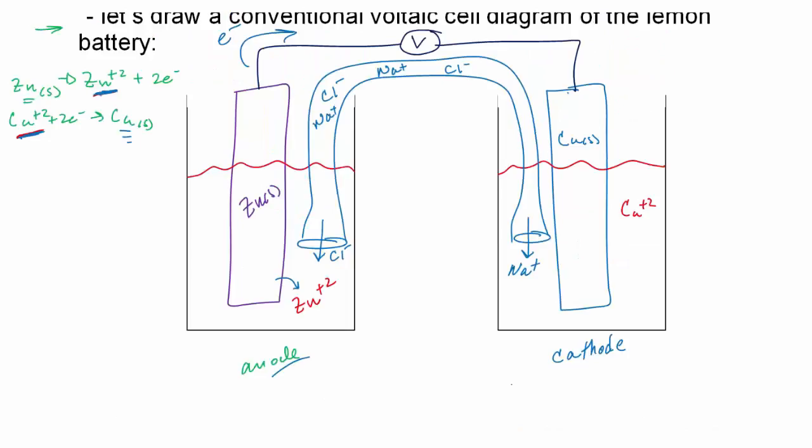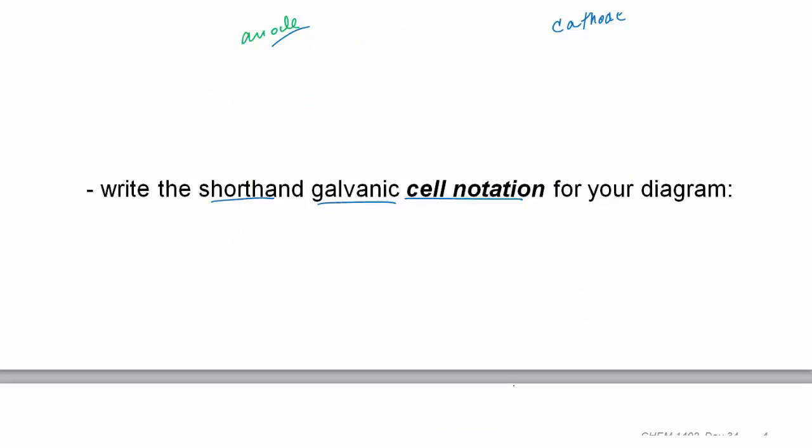So what you do there is you take a look at your half reactions. Zinc solid, I'm going to rewrite them one more time here, goes to zinc plus 2 electrons. That was one half reaction. The other half reaction, copper plus 2 electrons, goes to copper solid. So in the shorthand notation, we have to have our anode on the left, just like we did before, separated by a salt bridge. So here's my salt bridge. Double line is the salt bridge.